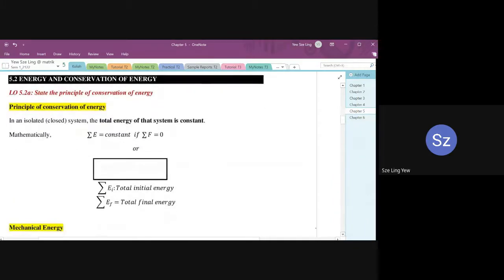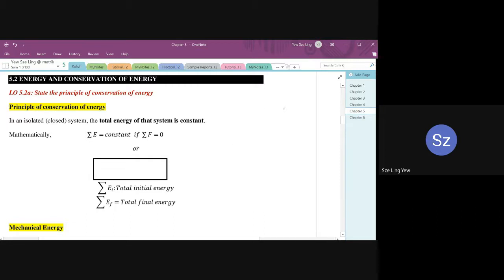Okay, next we have energy. So just now we've seen what work done is. We have two different types of work done. One is the total work done, which can be calculated by using net force. And then we have work done by each component. You calculate the work done by each component one by one, and from there you can also determine the total work done.